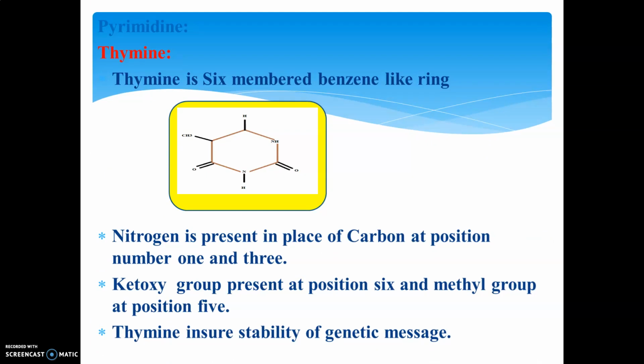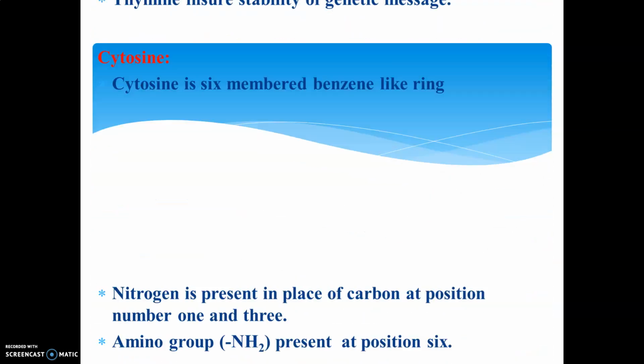Thymine is a 6-membered benzene-like ring. This is the structure of thymine. In the structure of thymine, nitrogen is present in place of carbon at positions number 1 and 3. A keto group is present at position number 6 and a methyl group at position number 5. Thymine ensures stability of the genetic message.